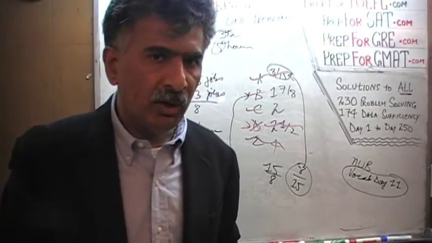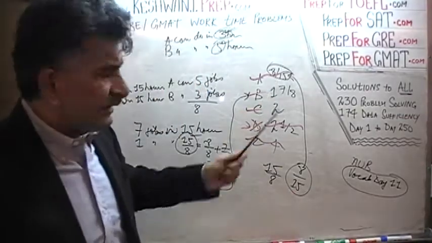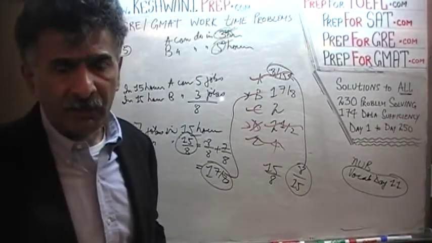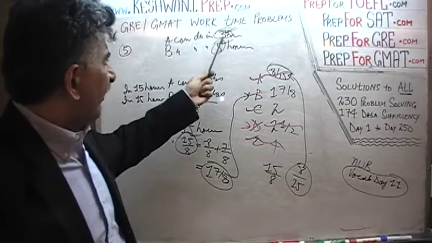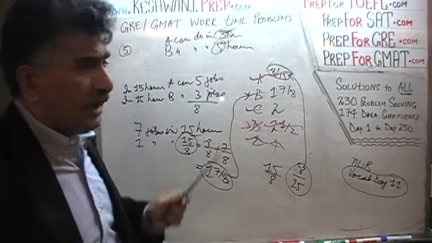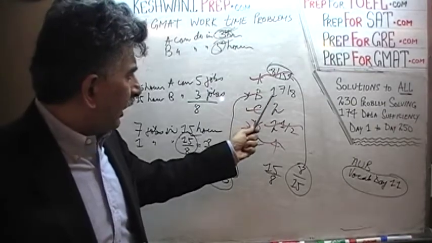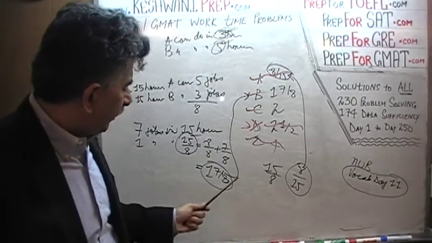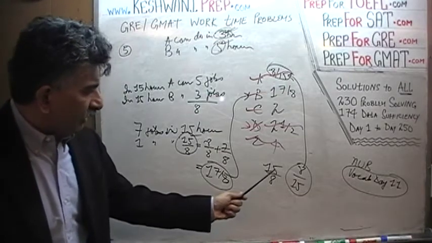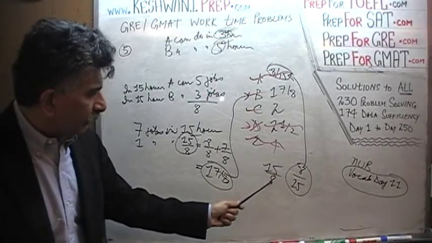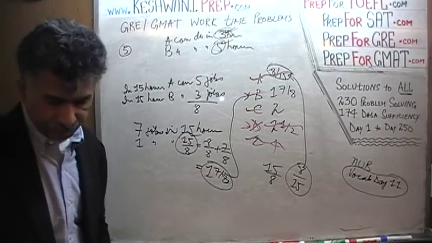They never pause to ask themselves, does it make any sense? How can they possibly do it in less than 1 hour? Even if both of them work as fast as the fast guy, it will still take them an hour and a half. It cannot take them less than an hour. Answer is either B or C, and we just found out that it is actually 1 7/8, because it is not 8 over 15, it is 15 over 8, which is 1 7/8 right here.